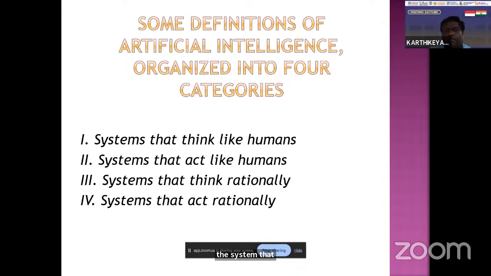The first one, the system that thinks like humans, which means the computer, the robot will act like a human. That is the exciting new effort to make computers think, machines with minds in the full and literal sense. That is the automation of activities that we associate with human thinking, activities such as decision making.